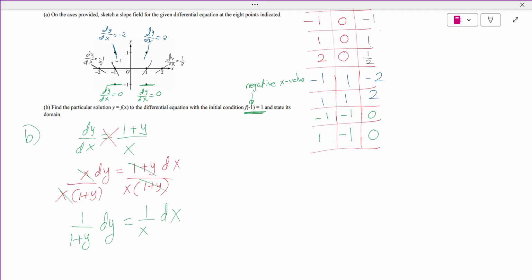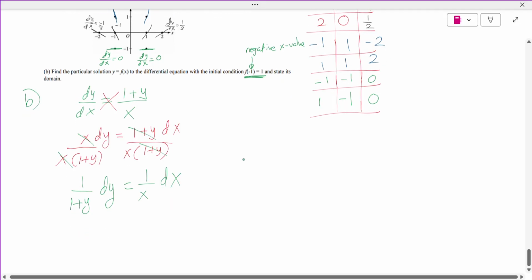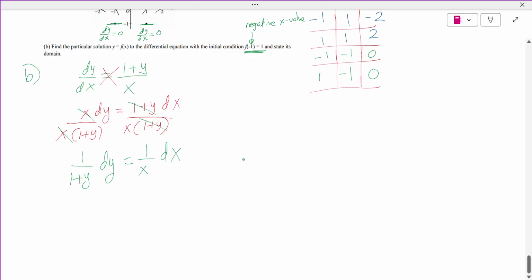So I separated the variables. Please do not integrate before separating the variables, okay? Because if you integrate without separating the variables, you will lose a lot of points. Be careful. So now we can easily take the integral of both sides, right? The integral of 1 over 1 plus y is ln of the absolute value of 1 plus y. And here it is ln of the absolute value of x plus c.